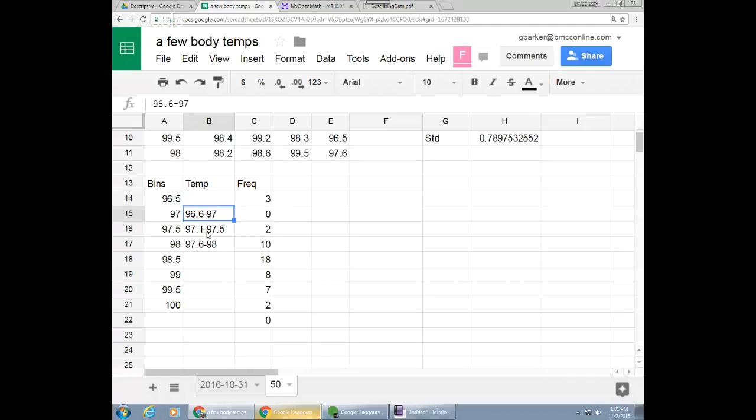Look at the pattern here: 96.6, 97.1, 97.6. What's the next one going to be here? 98.1 up to 98.5. So run this pattern backwards. What should this be? 96.1. There we go. We got a winner. Up to 96.5. So writing the human readable bins is a pain in the butt, but you got to do it to make your graph readable. Without it, your graph doesn't make any sense.